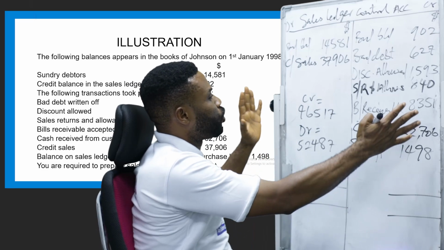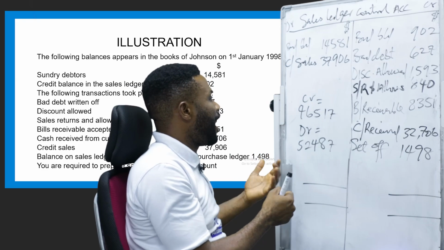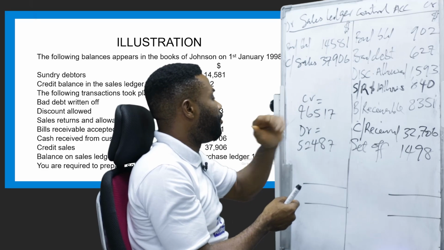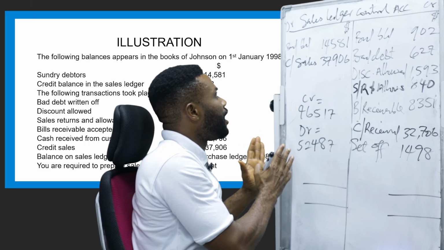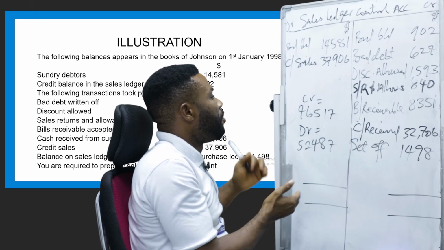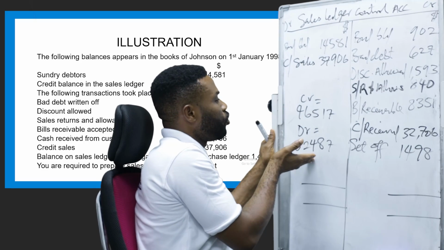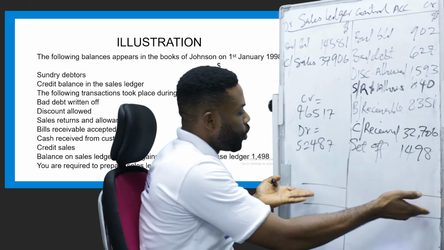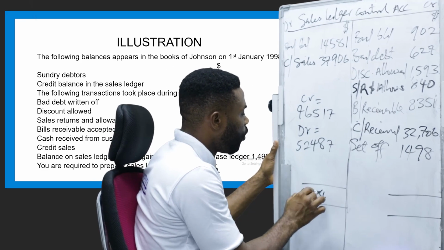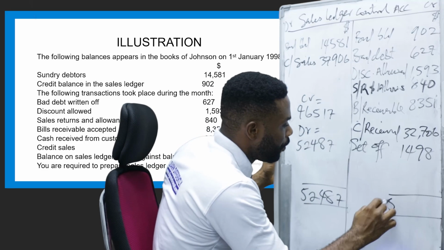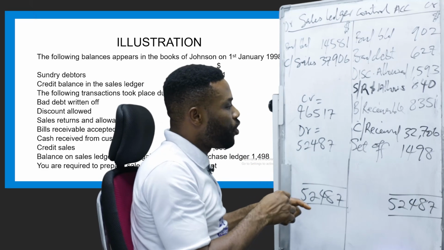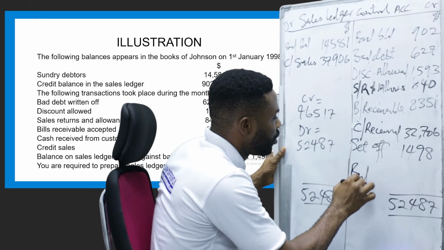Whenever you have been able to do this, you look at the one that is higher. Credit side is 46,517, while the debit side is 52,487. By comparison, you see that 52,000 is higher than 46,000. So your total column here will go with 52,487. Now, how do we get our balance carried down?